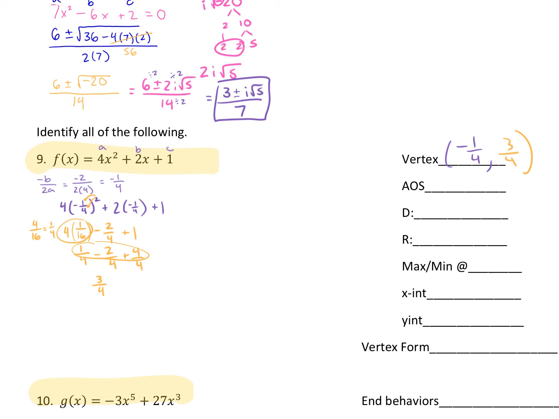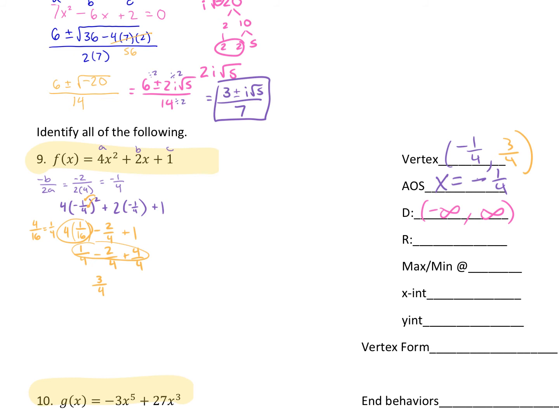All right, next, how do I find the axis of symmetry? It's the x in the vertex, but axis of symmetry is a line, so it has to be x equals the x in the vertex. So x equals negative 1/4. What is my domain always for a quadratic function? Negative infinity to positive infinity. Domain will always be negative infinity to positive infinity.